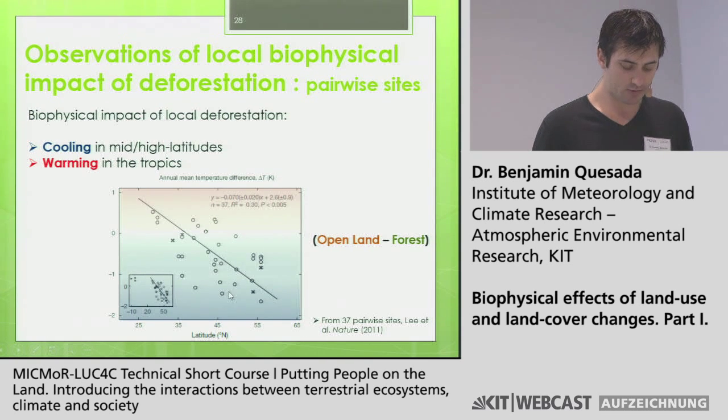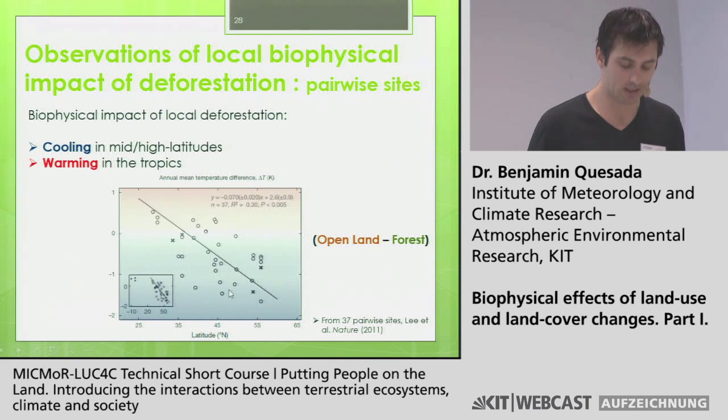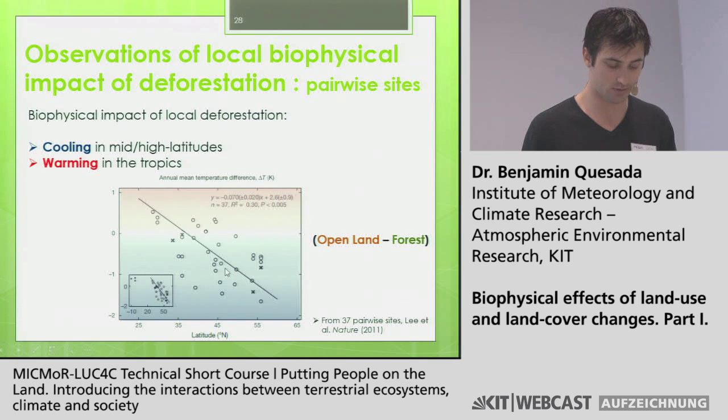And for the temperate regions, where it is always a question whether deforestation would lead to a local cooling effect or not, it seems that around 45 degrees north, for example France or Germany, although with a large variability, we seem to have more of a cooling effect due to deforestation in temperate latitudes.